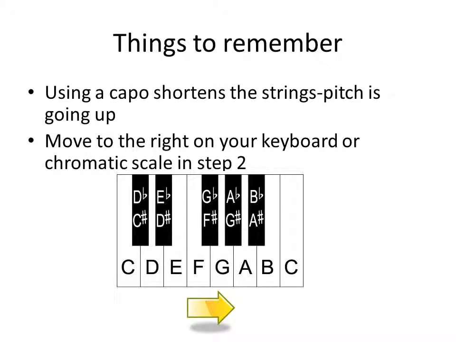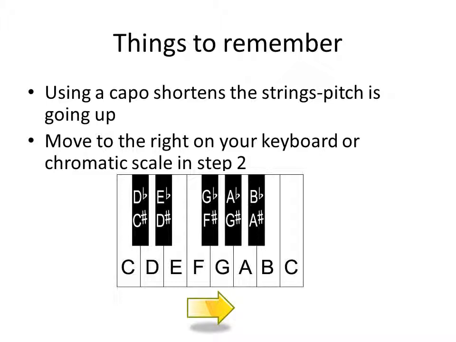There's two things you need to remember. When you're using a capo, you are shortening the strings on the guitar, so the pitch is going up. So that's why I want to remind you that when you move in step 2, you need to be going up, to the right of the keyboard. You need to be moving right because you're going up in pitch.